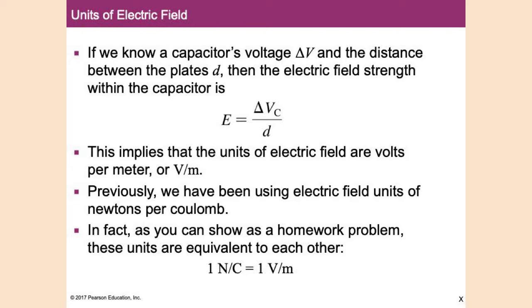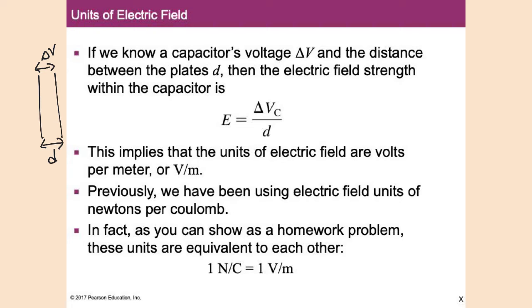Here we're talking about it says if we know a capacitor's voltage, okay, so here's the capacitor. Its voltage is delta V, and the distance between the plates is D. So that's actually a good point. When I just drew this delta V, it looks like it was a distance. That's something that people do, showing you that the difference in potential between those two spots is delta V.